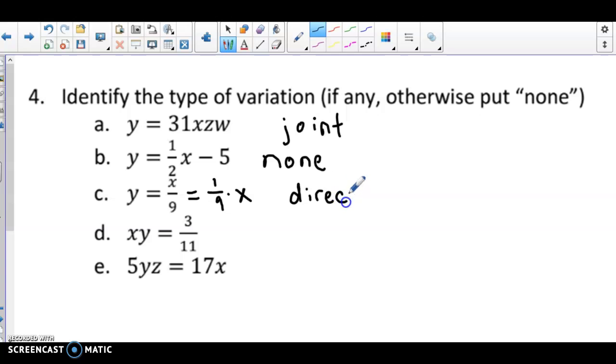Because even though we are dividing by 9, we're dividing by a constant. We could move that around. Our x is still being multiplied. So that makes it a direct. As long as our x is not in the denominator, we know that it's a direct there.